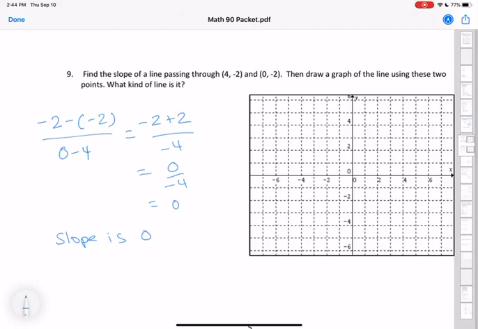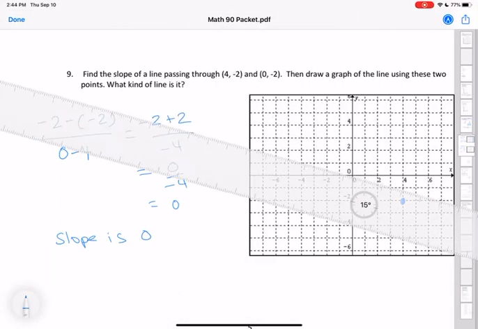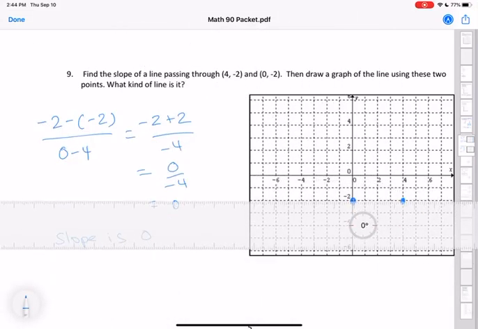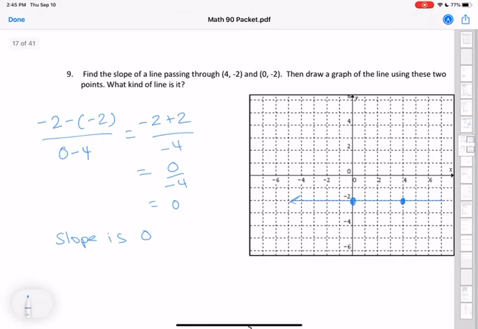And what happens when we plot them? Let's see, I'll go to 4, negative 2. And I'll go to 0, negative 2. And let's connect those guys up. All right, and look at that. There's our slope is 0, and it ended up being a horizontal line.